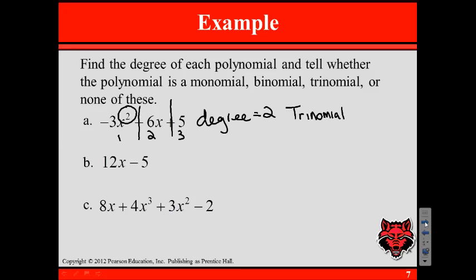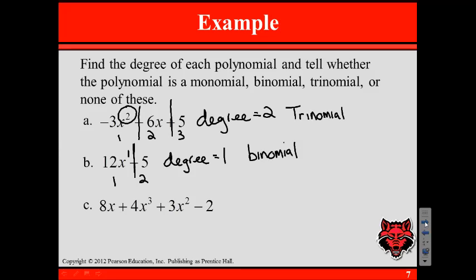In the next example, we have 12x minus 5. Let's start by trying to find the degree again. The degree will be the largest exponent. Here we only have one variable present, x, and remember, anytime we have a variable without an exponent showing, that exponent is 1. So the degree in this polynomial is 1. To determine if this is a monomial, binomial, or trinomial, we count the terms. Terms are separated by the minus sign, so we have 1, 2 terms. This is a binomial.